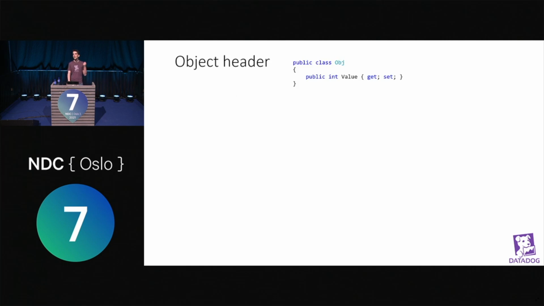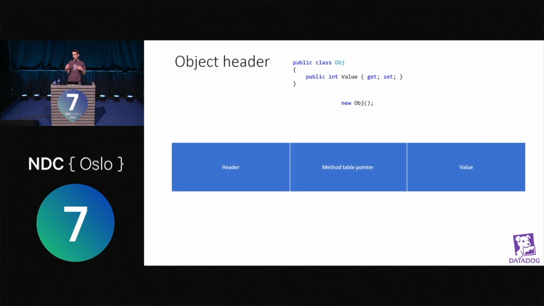So let's take this simple object with a single property. And when you allocate it, the layout in memory will look like this. You have the header, then a pointer to the method table, and then the actual value of the field. A little bit of trivia. When you have a reference to the object, the reference points to the method table pointer, and not to the header or the value like you could think.